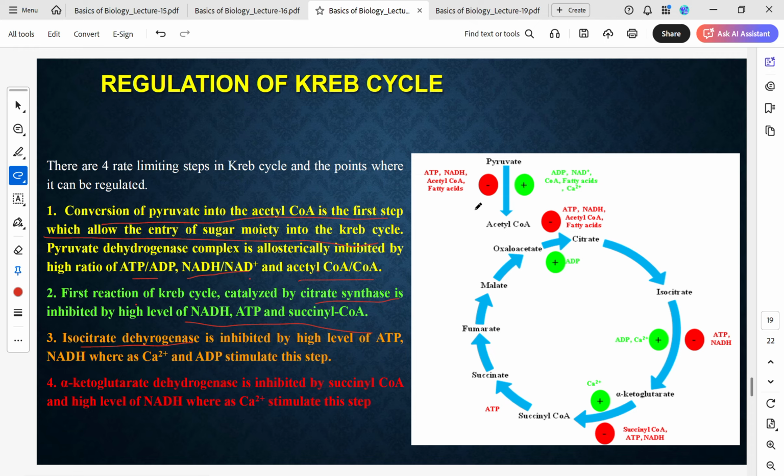The thumb rule is, if there is a lot of energy present, a lot of ATP, a lot of NADH, then the reaction does not need to proceed. If there is less of ATP and NADH and more of ADP and NAD plus, then the reaction needs to proceed to form energy.